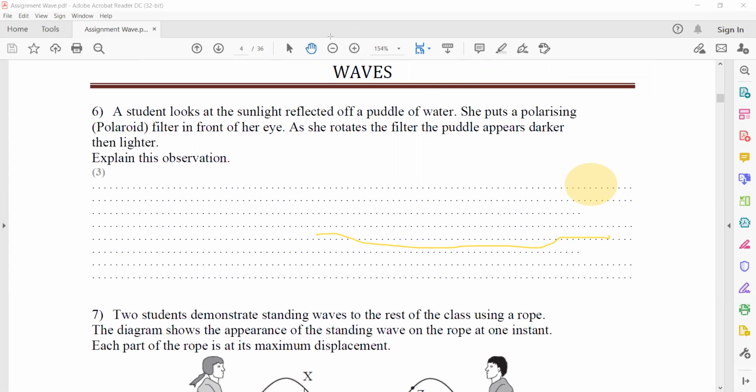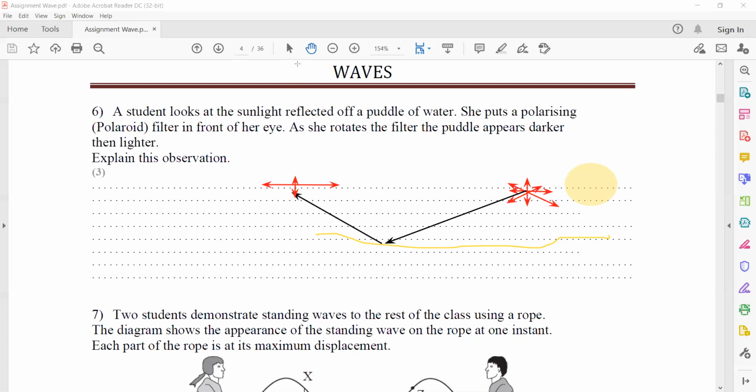First, the light coming from the sun is unpolarized light, having many planes of vibration, and these vibrations are perpendicular to the direction of propagation. But when this light strikes the surface of the water, the puddle, it will be partially polarized. Partially polarized means most of the components are absorbed, and some components are still there.